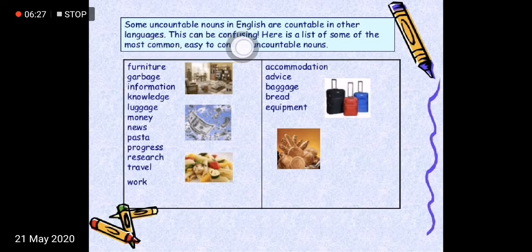Some uncountable nouns in English are countable in other languages. This can be confusing. Here is a list of some of the common, easy to confuse countable and uncountable nouns. So कुछ ऐसे भी nouns होते हैं जो इंग्लिश में uncountables हैं लेकिन किसी और लैंग्वेज में, फॉर एग्जांपल हमारे कश्मीरी में या उर्दू में वो countable हो सकते हैं. I have taken an example here.